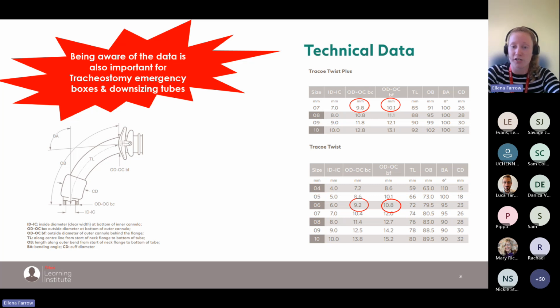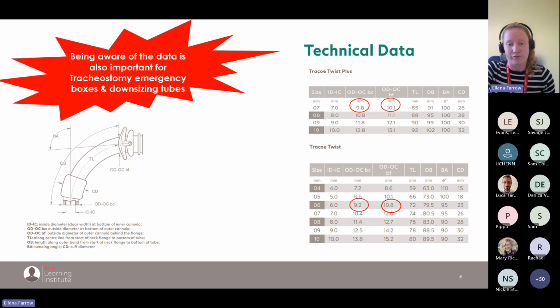So when compiling our emergency boxes, we'd usually have the same size tube and we'd have one size smaller in the emergency box. Now your Tracoe Twist Plus size range goes from a size 7 to size 10. So there isn't a size 6 Twist Plus to be put in the emergency box as the smaller tube for somebody that's got a size 7 in. So your logical thinking, if you're not aware of differences between tubes, might be: my patient's got a size 7 Twist Plus, so I'm going to put the same tube in their emergency box, and I'll put a size 6 Twist in their emergency box because there isn't a size 6 Twist Plus, and that must be smaller.